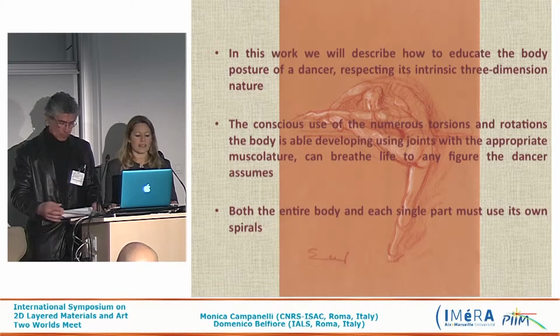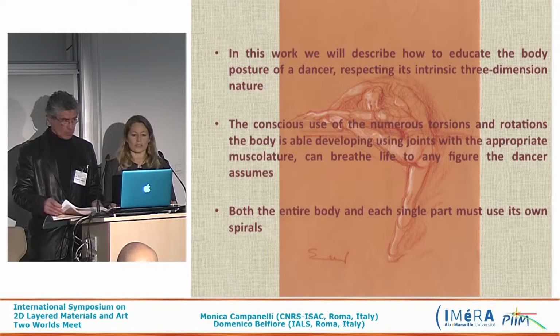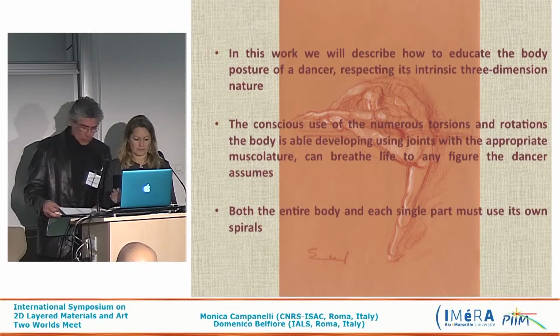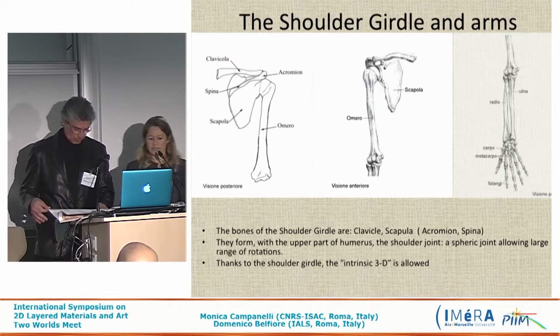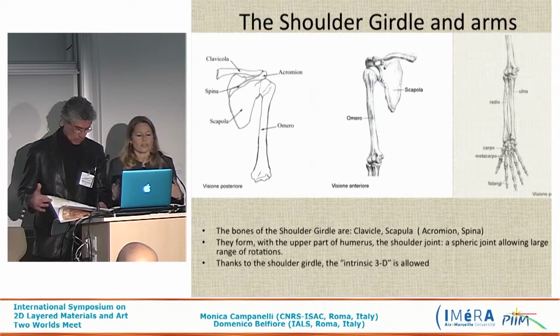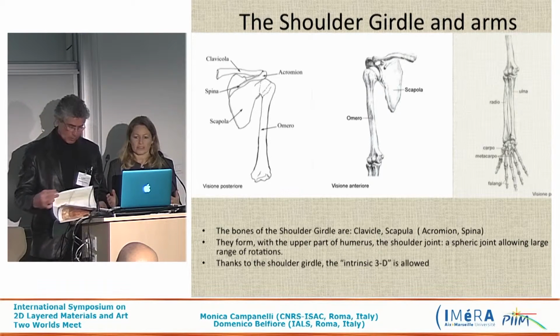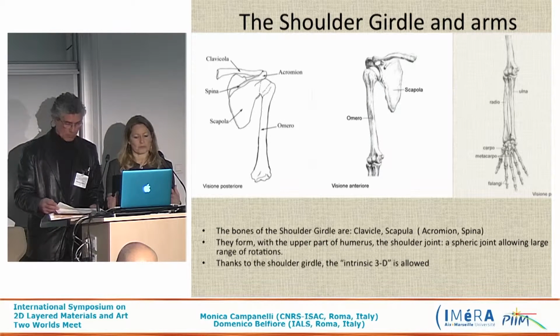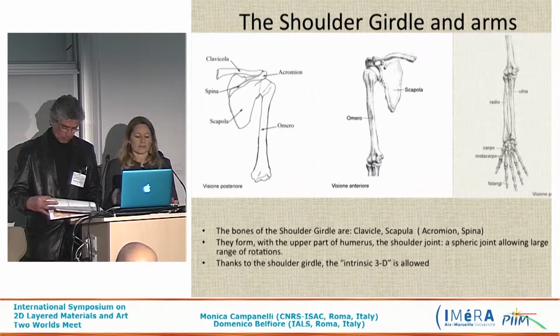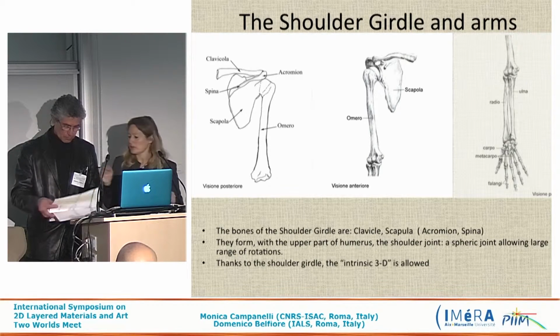Both the entire body and each single part must use its own spirals. The shoulder girdle and arm. Now, let's see some anatomic introduction, just to make you understand better what we are talking about in practice. The bones of the shoulder girdle are the clavicle and the scapula.